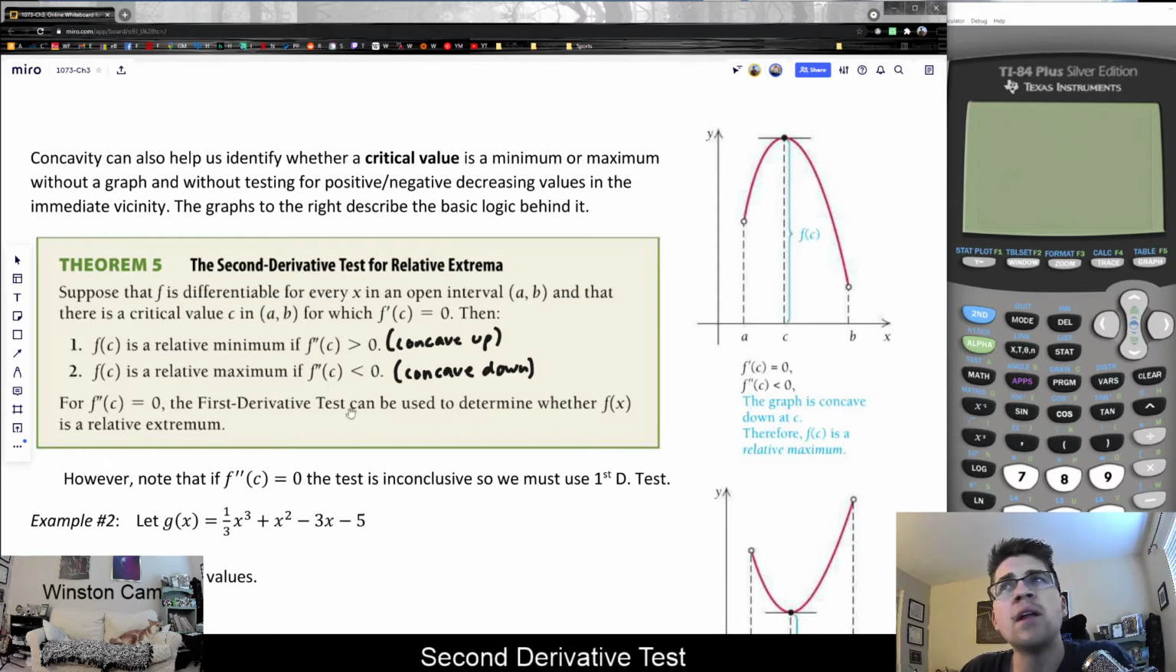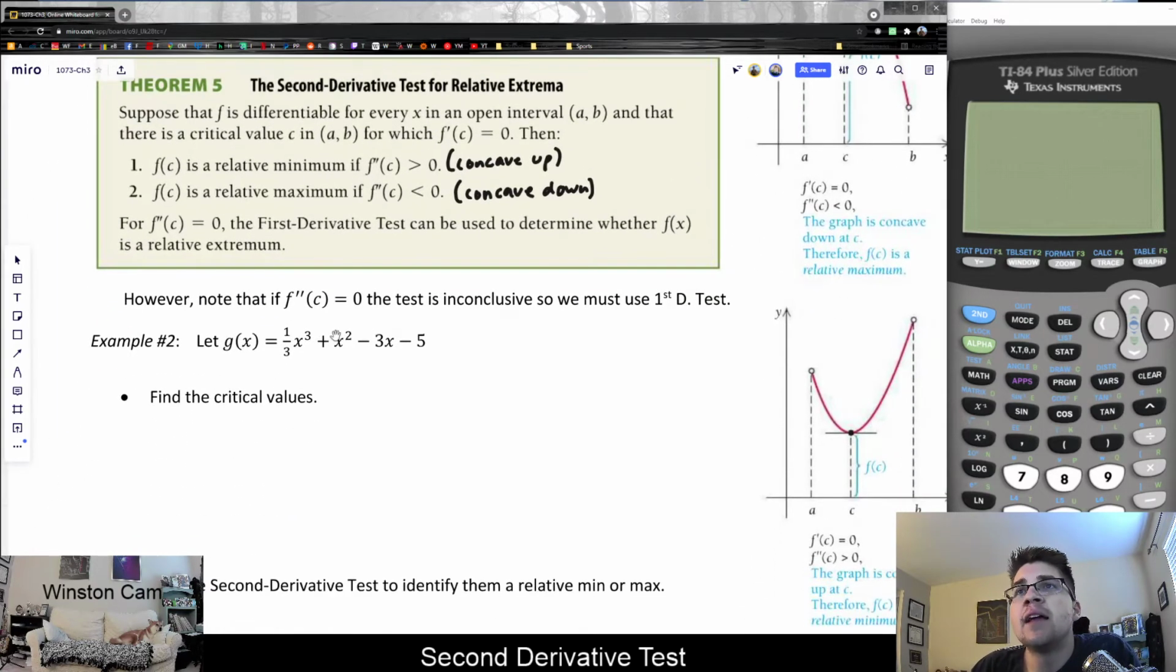And it says, well, another case is, what if the second derivative happens to be 0? Then it says, in that case, the first derivative test can be used to determine whether it is an extremum or not. So sometimes the test may fail, so try something else instead. And okay, let's look at an example.